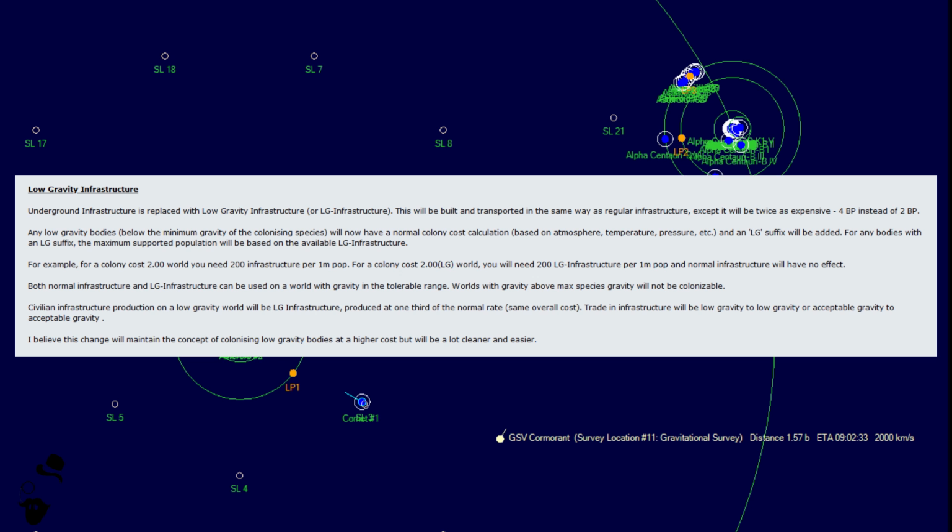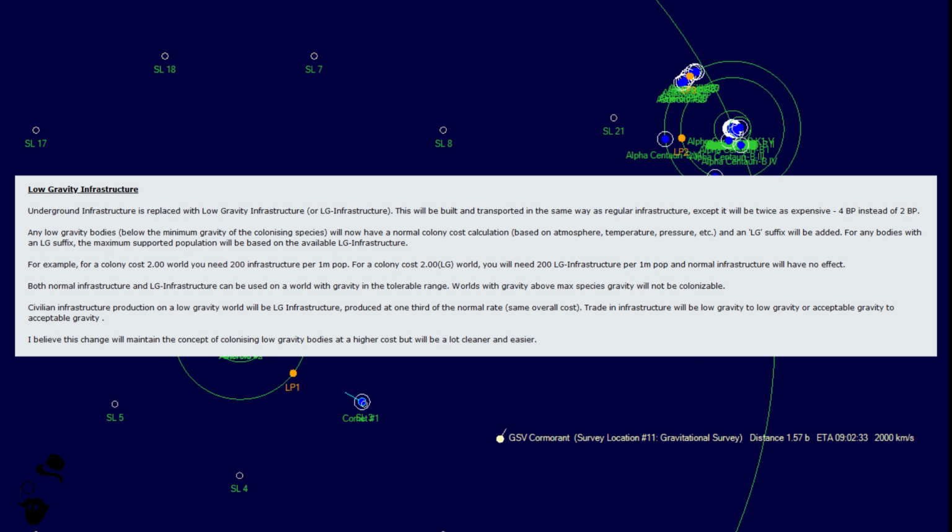Having civilian construction be able to ship low gravity infrastructure as a trade good now means that throwing colonies on asteroids and making an asteroid dweller civilization is now entirely viable. Presumably, it also helps keep the code a little bit cleaner and easier for Steve. And that's a good thing.